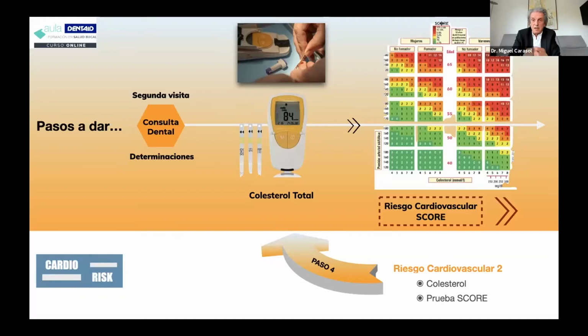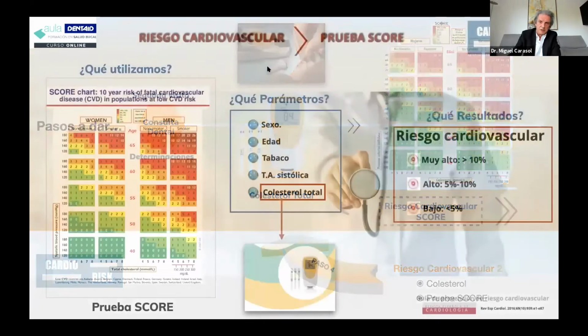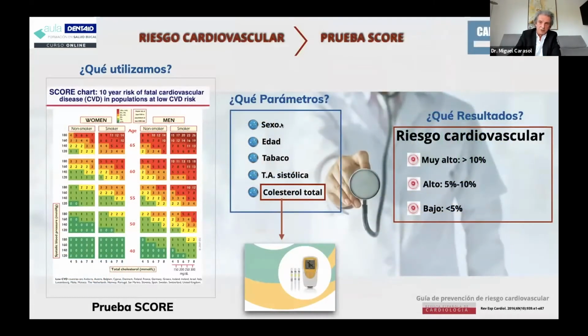Also, we can assess the cardiovascular risk, measuring the total cholesterol level. As we have seen, it's an important risk factor for atherosclerotic disease. If we do so, we can carry out this test, which is called SCORE, which describes the risk of suffering a fatal cardiovascular accident in the next 10 years. We shouldn't use the word mortal or fatal in front of the patients.